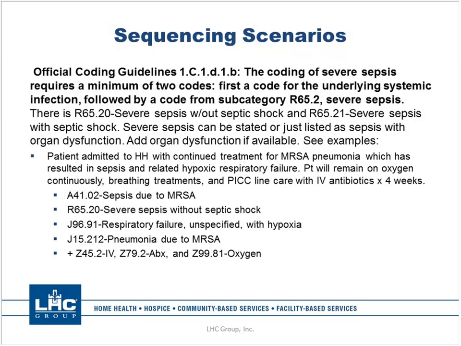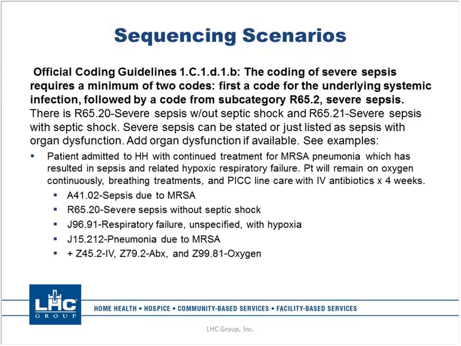Well, we don't have an extra organism code. We don't have a B code saying MRSA. We're having to code pneumonia due to MRSA because it's a combination code, which is J15.212. So since we have a combo code, we're going to use that one rather than pneumonia unspecified.